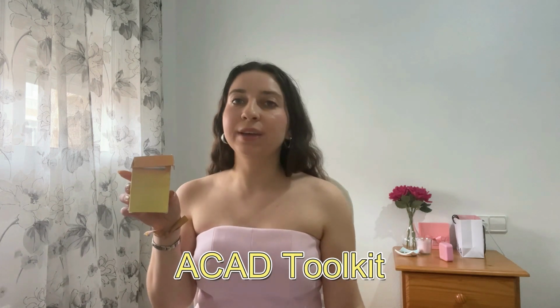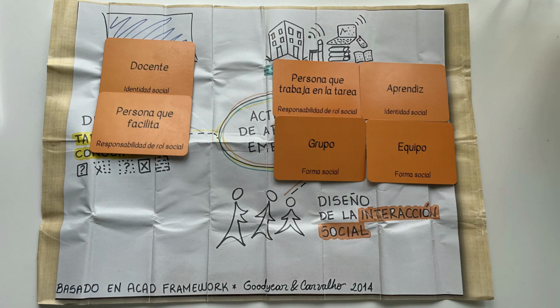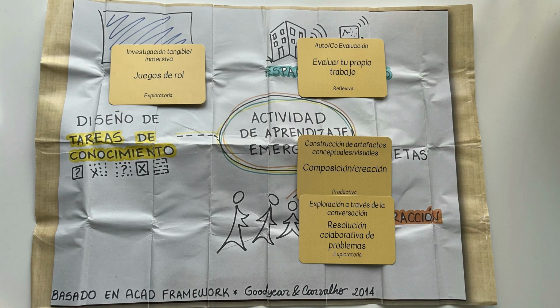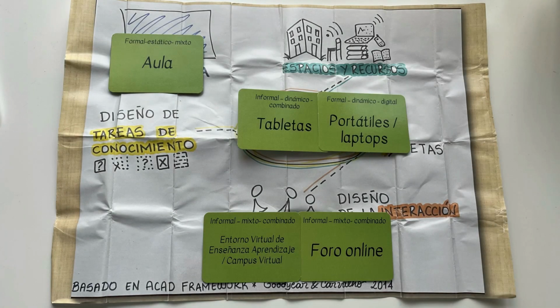Now, as closing for this first part, I will reflect on the learning design of my activities using the ACAD toolkit that Linda provided. For this, I divided them by colors. Let's start with orange cards, about social interaction design. Yellow cards refer to epistemic design. Blue cards refer to pedagogical theories. And lastly, green cards to material design.